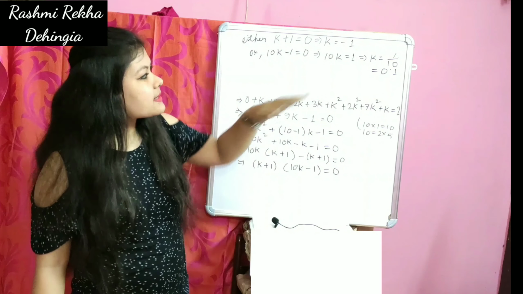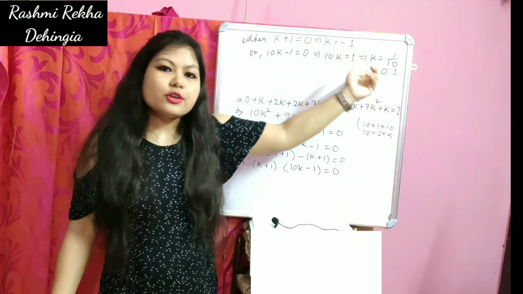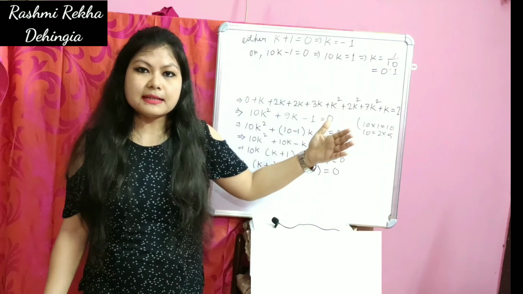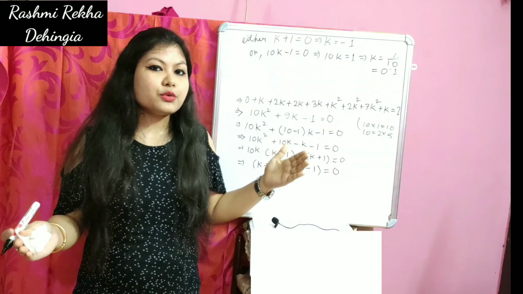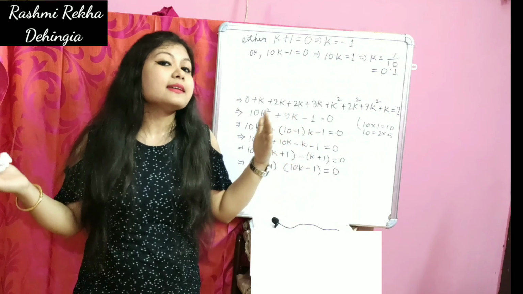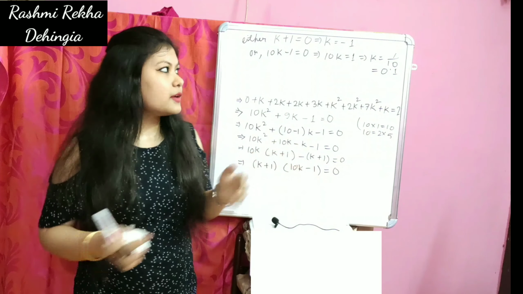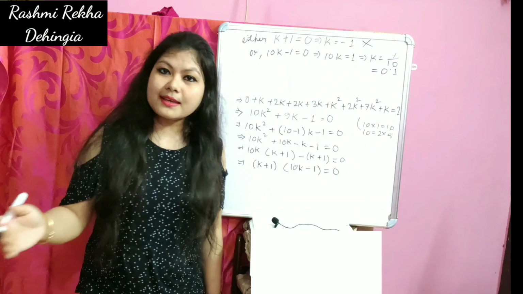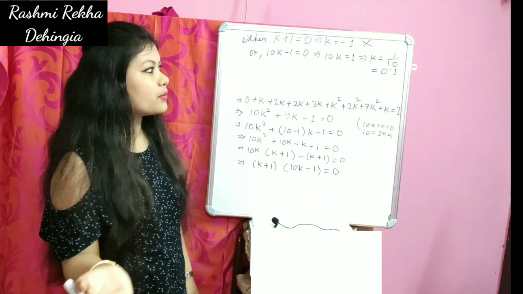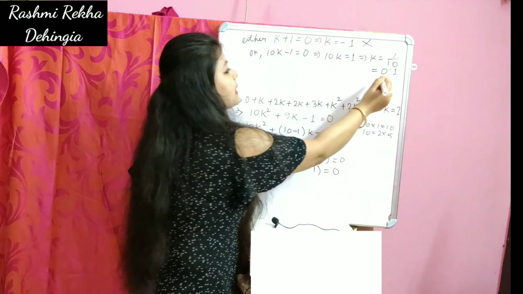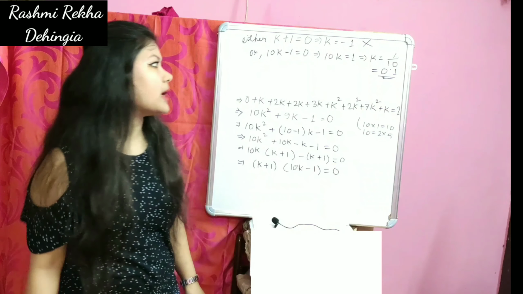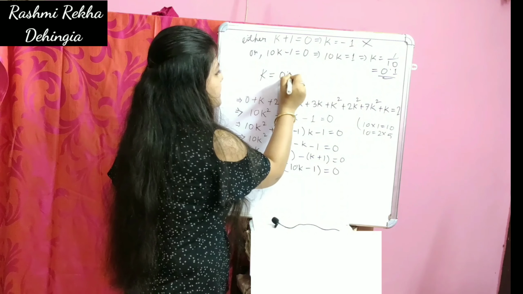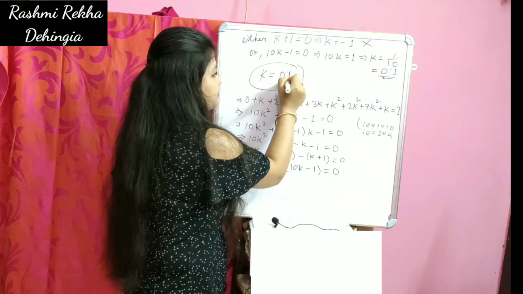Which value will be acceptable? Minus 1 will not be acceptable because k is a probability value, and we know that the probability value can never be negative. Therefore, this is not acceptable, or we can discard this value. K is equal to minus 1 is discarded and the remaining value is equal to 0.1. So the value of k is equal to 0.1.